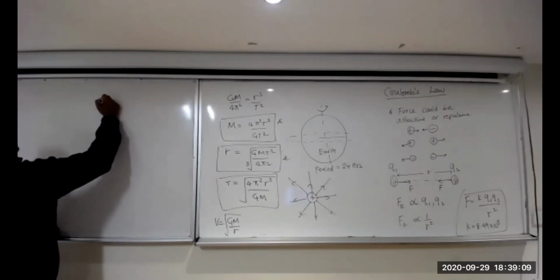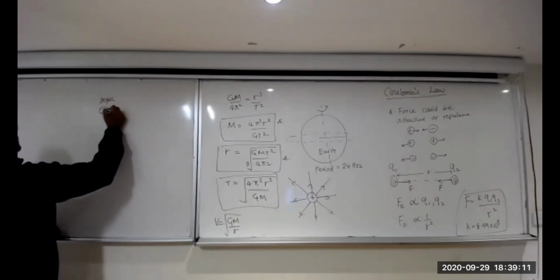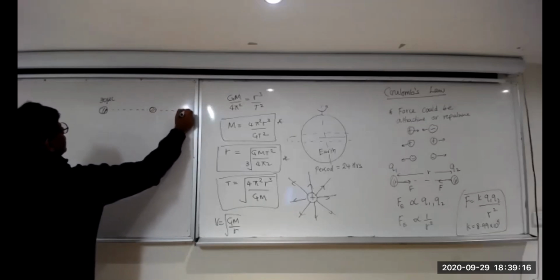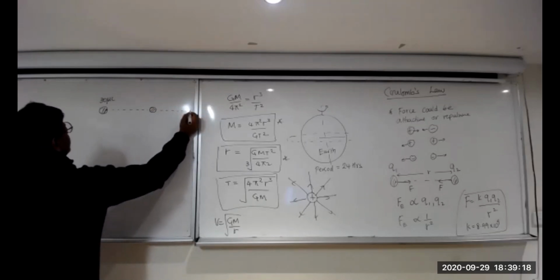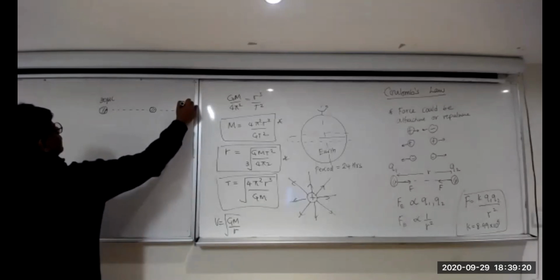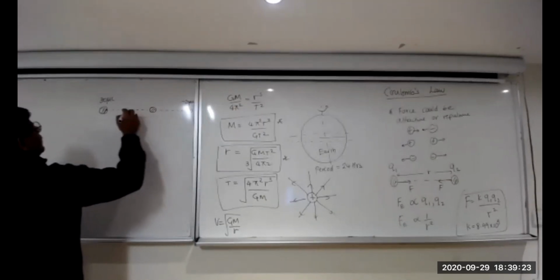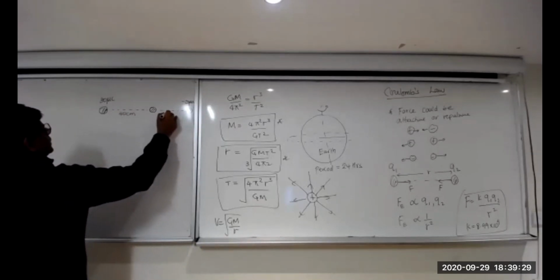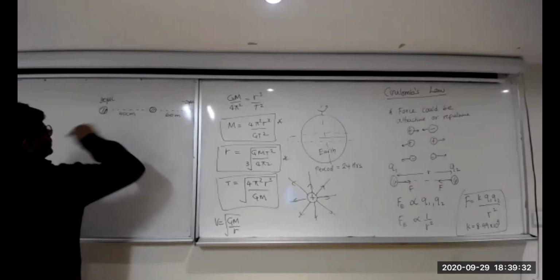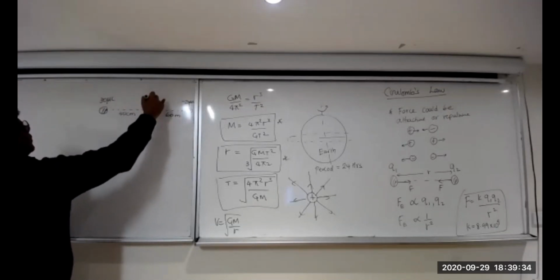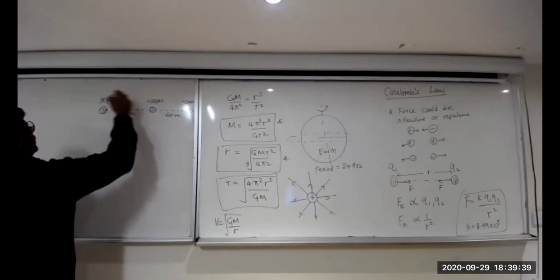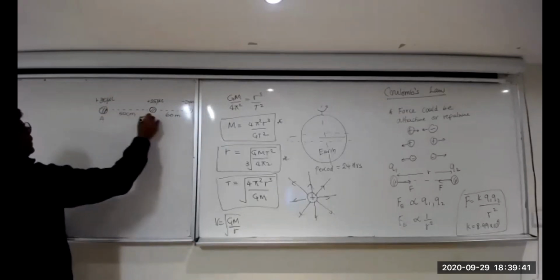This is 30 microcoulomb, so positive. That's negative 20 microcoulomb. That's 40 centimeters. That's, say, 60 centimeters. That's 25 microcoulomb. This is positive, that's positive. A, B, C.